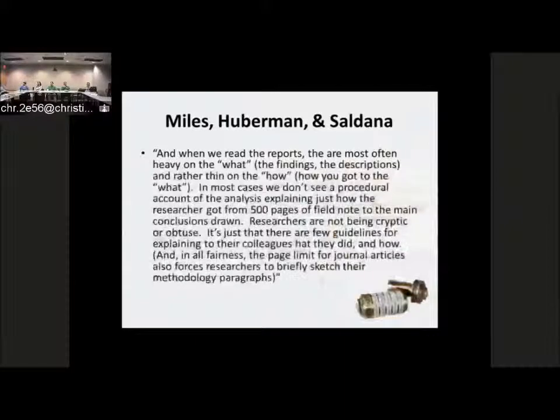Thank you. And when we read the reports, they are most often heavy on the findings, the descriptions, and rather thin on the how. In most cases, we don't see a procedural account of the analysis explaining just how the researcher got from 500 pages of field notes to the main conclusion drawn. Researchers are not being cryptic or obtuse. It's just that there are few guidelines for explaining to their colleagues what they did and how. And in all fairness, the page limit for journal articles also forces researchers to briefly sketch their methodological paragraphs.